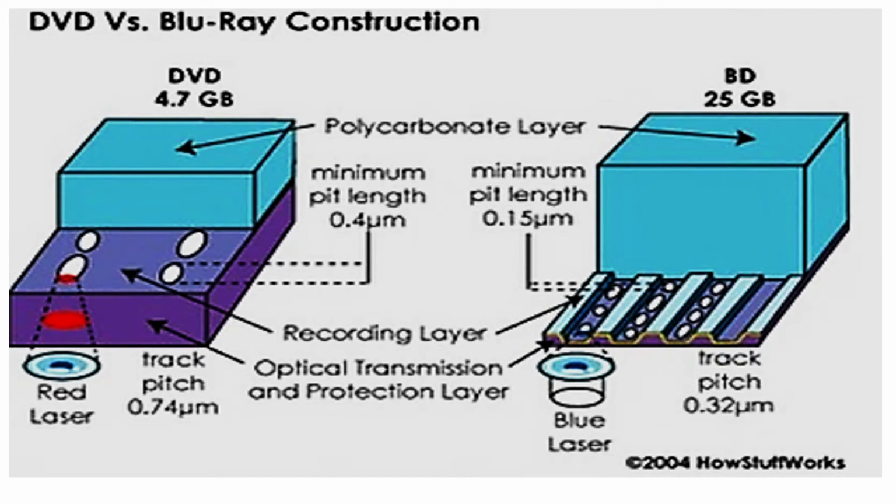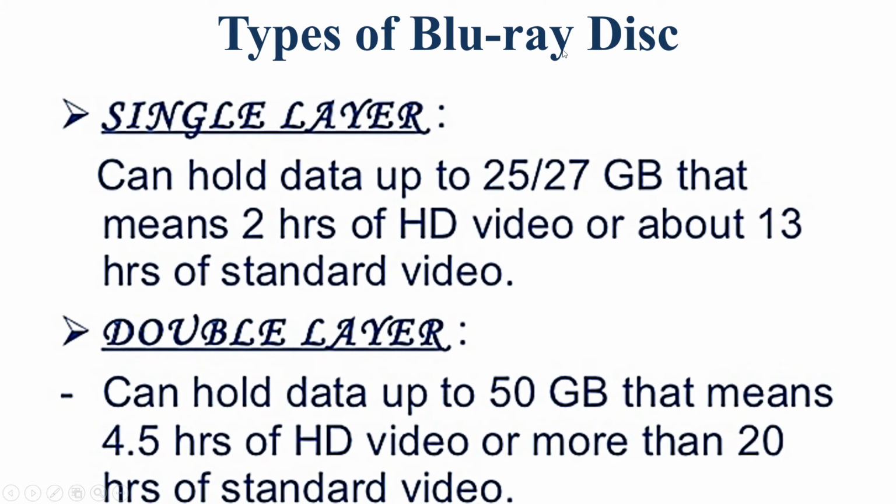Types of the Blu-ray disc: single layer can hold up to 27 GB, that means 2 hours of HD video or about 13 hours of standard video. Double layer can hold up to 50 GB, that means 4.5 hours of HD video or more than 20 hours of standard video.